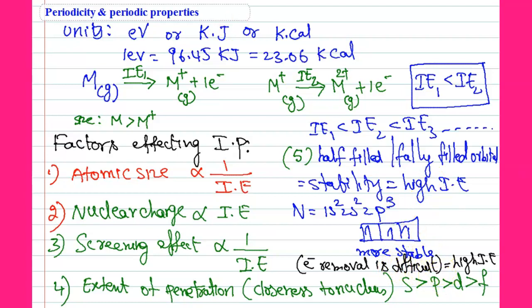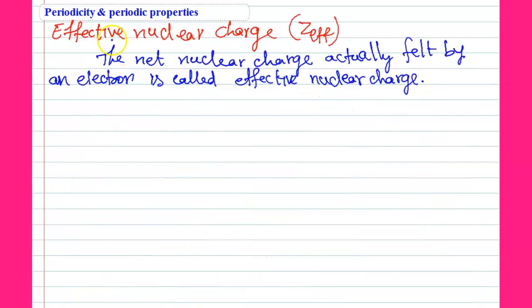So these are the factors affecting the ionization potential, students. Now, effective nuclear charge, Z effective. The electron feels some net attraction from the nuclear charge, and that is called the effective nuclear charge. The net nuclear charge actually felt by an electron is called the effective nuclear charge. Around the nucleus, electrons are moving, so an electron feels some nuclear charge, and that charge is the effective nuclear charge.